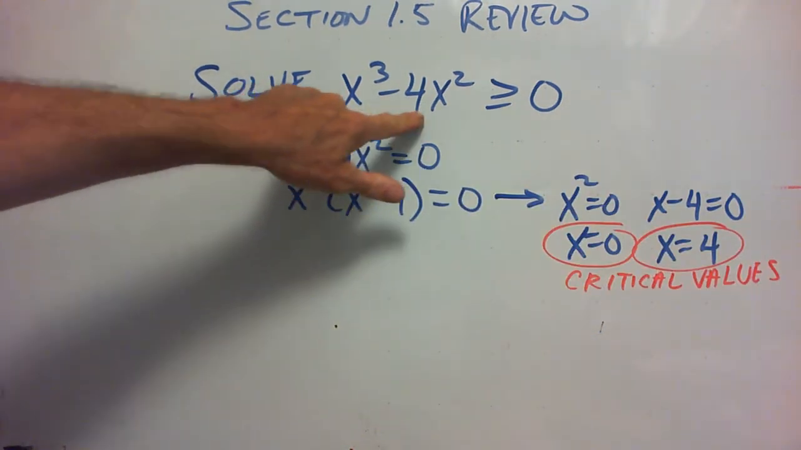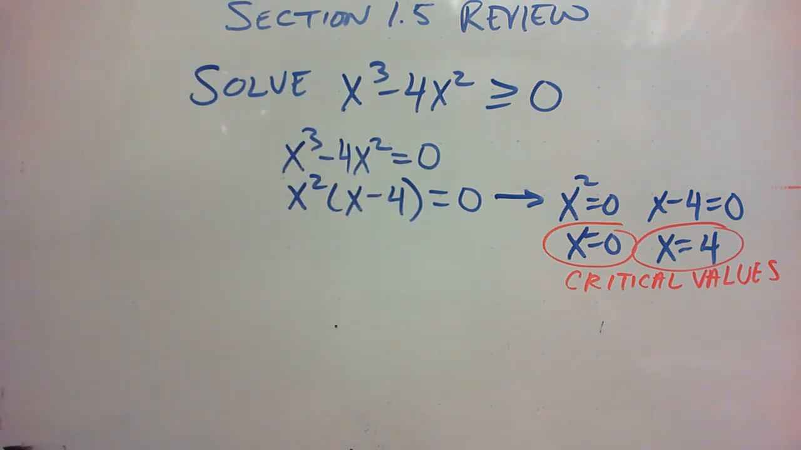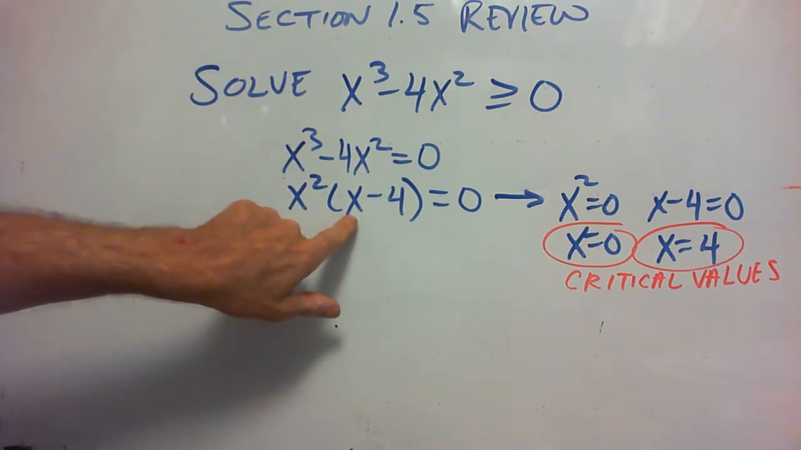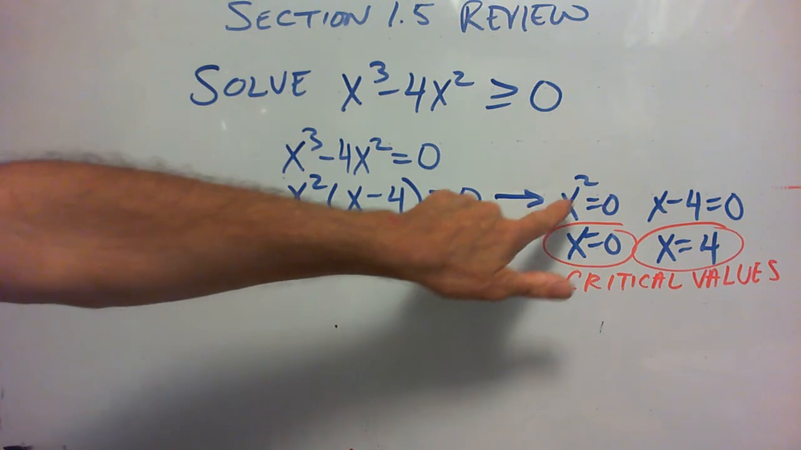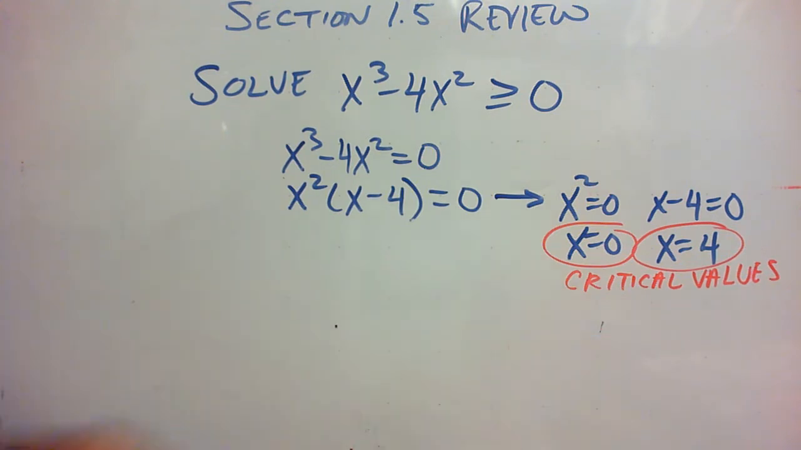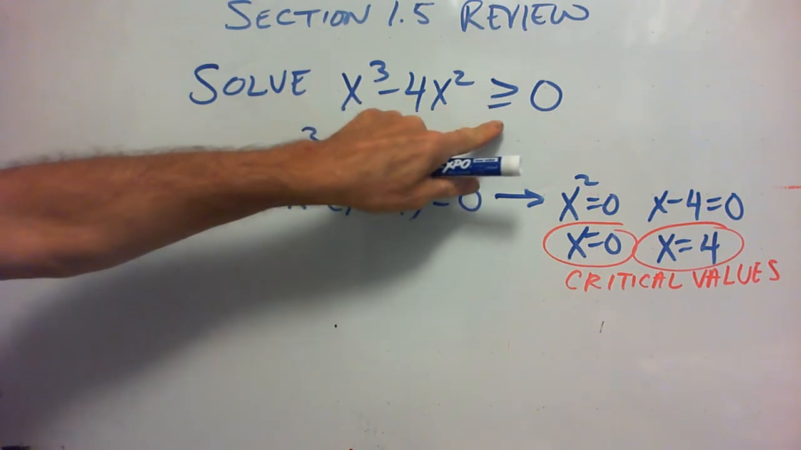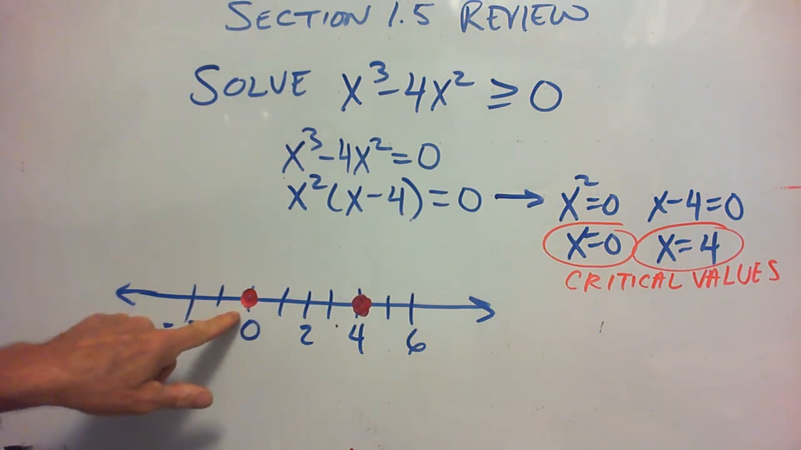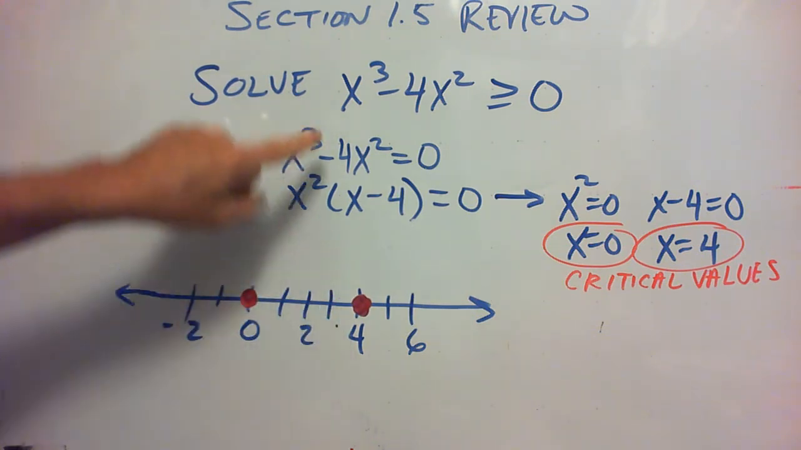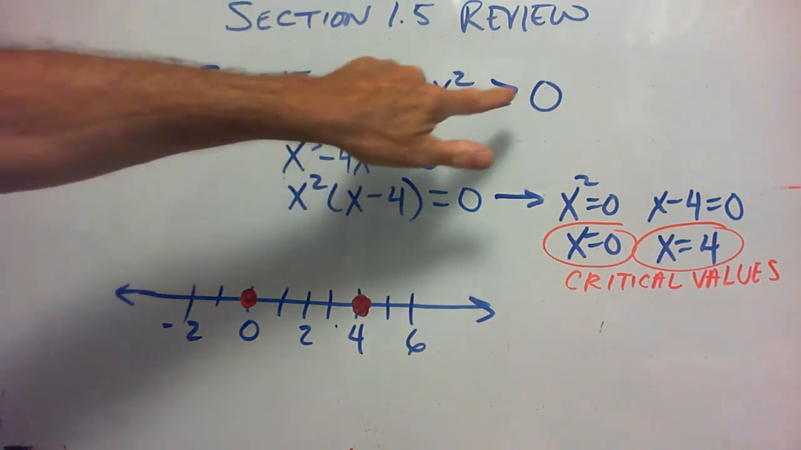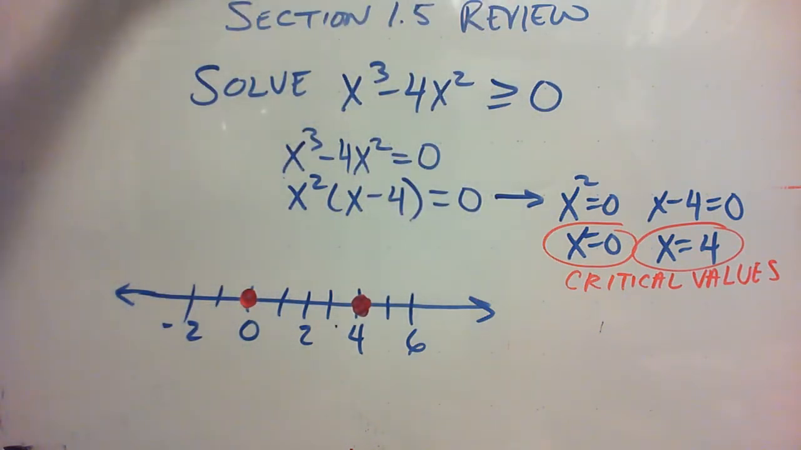So when we let the left side equal 0, that's the related equation, we factor x squared out: x squared times (x minus 4), then let each factor equal 0. We get x equals 0 or x equals 4. Those are the critical values. We plot these on the number line, and since it's greater than or equal to, we use closed circles. And we use closed circles here because 0 and 4 are themselves solutions. Both 0 and 4 give you 0 greater than or equal to 0. So 0 does equal 0.